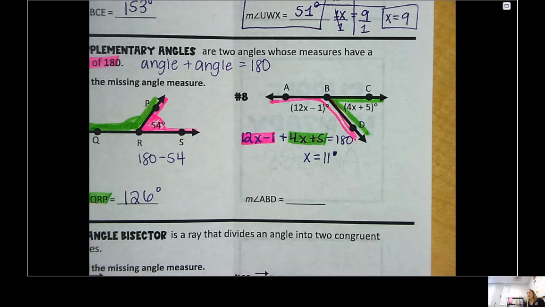Now you got the x. Now what do you do with the x? Angel? You got what? Replace the x. Yeah, plug it in. So you guys do it on your own. Plug it in. Tell me what you got.